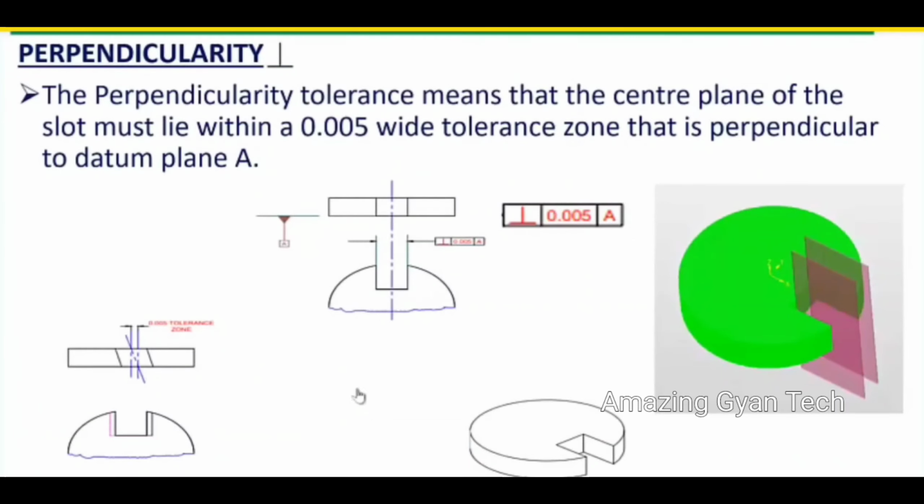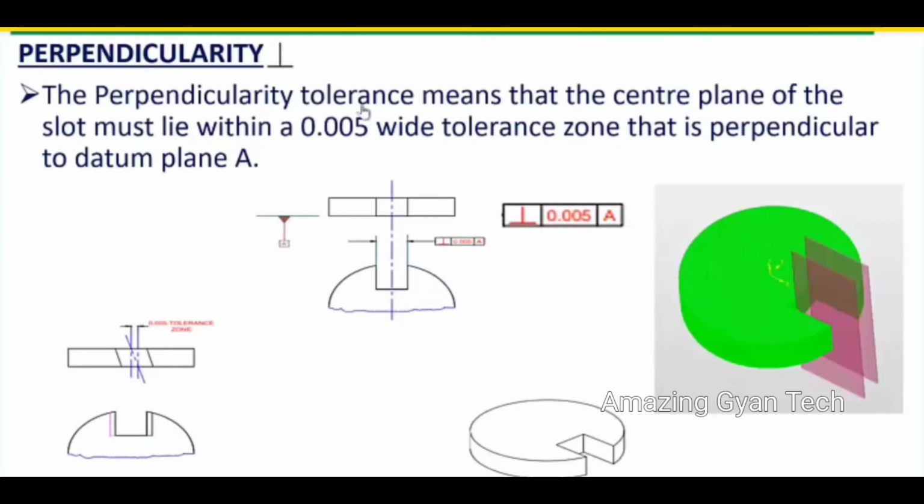In this diagram, you can see the slot. The slot should have a perpendicularity tolerance of 0.005 with respect to the datum plane A. The datum plane A is here. With respect to this datum plane, the slot should be perpendicular. It should be separated by a distance of 0.005 between two parallel planes. These two parallel planes will be parallel to the feature which we are defining, but they will always be perpendicular to the datum. That is very, very important.